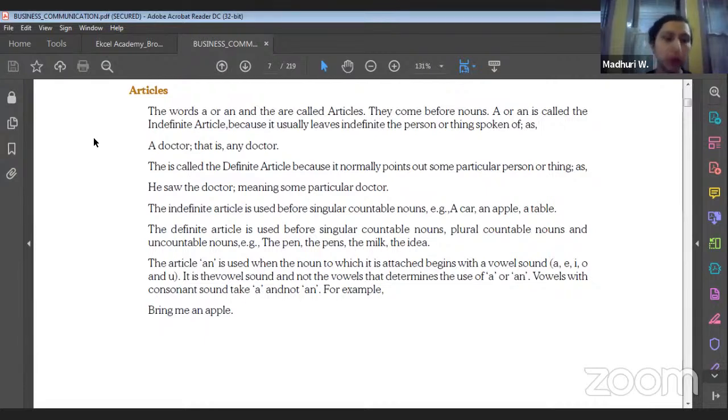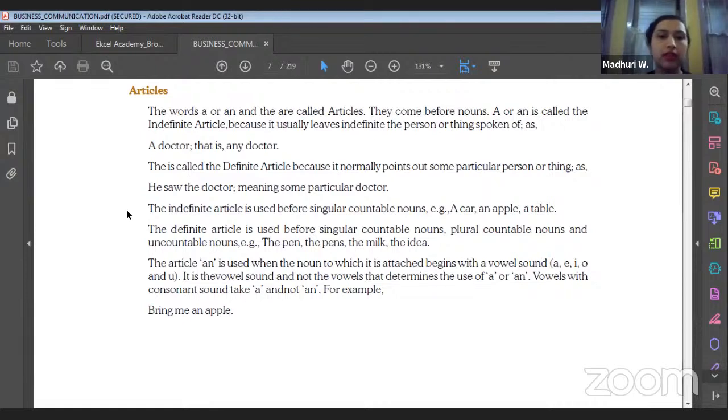Yeah, so they're basically words which are used before nouns, right? Generally. Good. So they can be a, an, or the. Good job. They are placed before nouns, and a or an are known as indefinite articles because they usually leave indefinite the person or thing spoken of, right? For example, a doctor means any doctor. A student means any student, right? And the is called the definite article because it normally points out something that is particular, that is specific. For example, he saw the doctor coming, which means that he saw one particular doctor coming in.